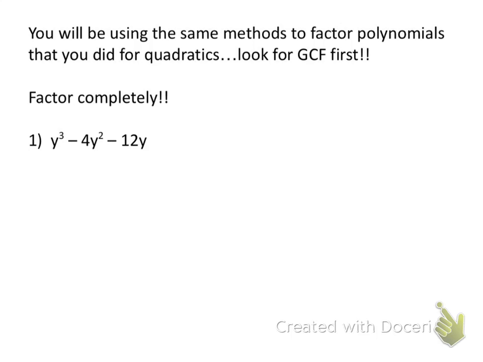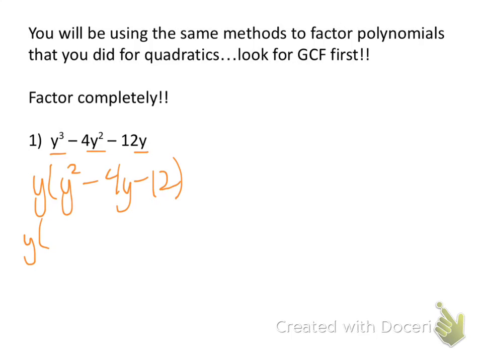polynomial possible. So the first one, if we look at it, you will see that they each have a factor of y, so we can factor out that factor of y, and then we're left with y squared minus 4y minus 12. And then we are in fact left with a quadratic, and conveniently this quadratic has a leading coefficient of 1, so it should be as simple as saying what multiplies together to give you negative 12 that adds together to give you negative 4.